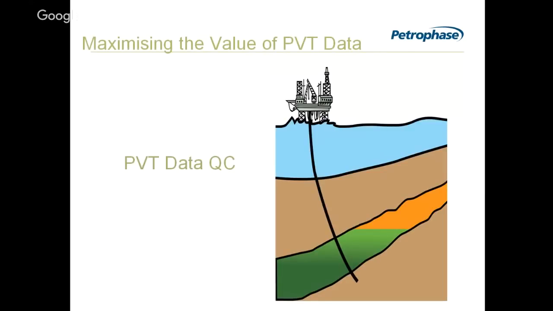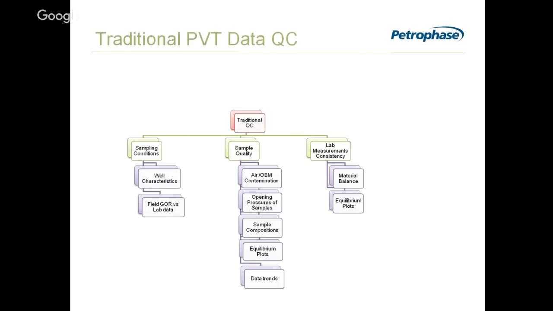So PVT data QC. We've got our information, we've got our PVT report. The numbers are there to 4 or 5 decimal places sometimes. Is it any good? How do we know? Well, traditional PVT data QC looks something like this.